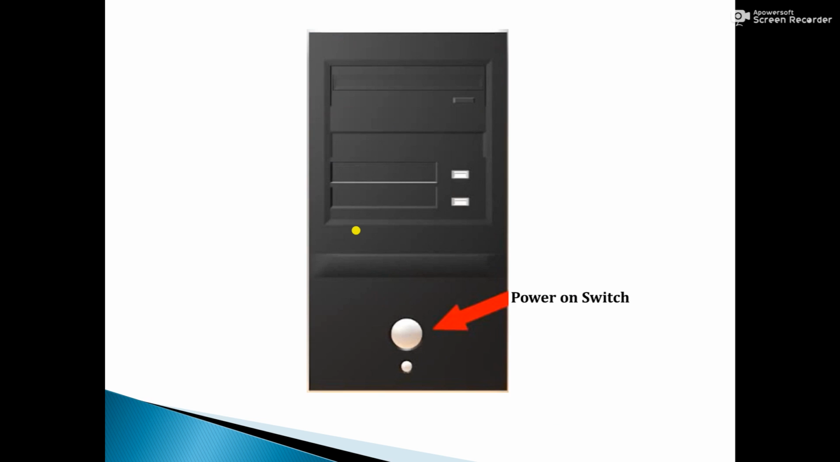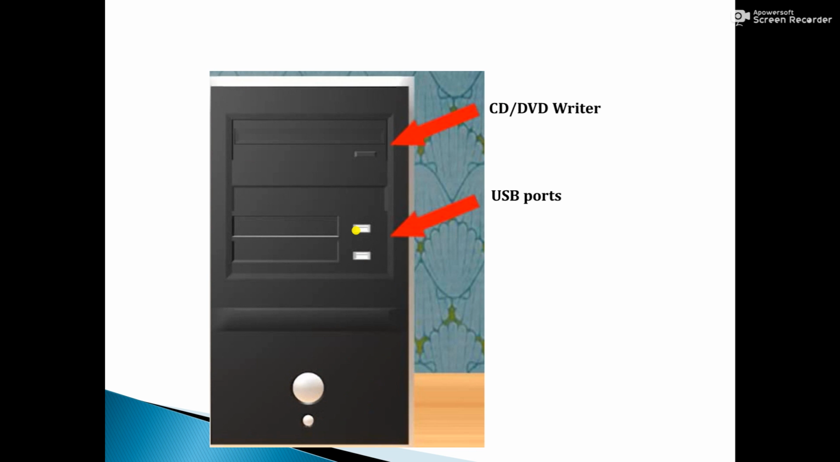Now let us see the various ports of the CPU. The power on switch is used to start the computer, which is located at the front side of the cabinet. This is the reset button, which helps to restart the computer if required. Also at the front side, we can see 2 USB ports and 1 CD/DVD reader writer. The USB ports are used to connect pen drive and other USB devices. And the CD DVD writer is used to read or write a CD or a DVD.